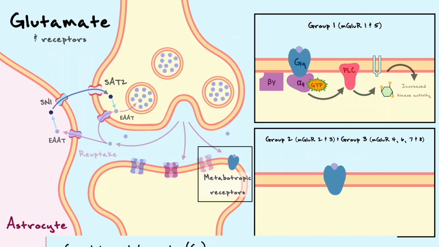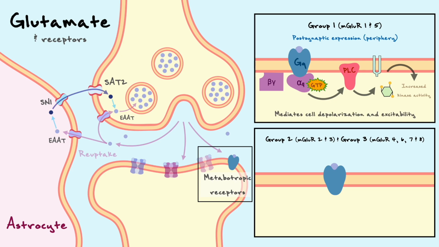The receptors within group 1 are usually located postsynaptically, and their activation usually mediates cell depolarization and an increase in neuronal excitability. Additionally, in comparison to ionotropic receptors, which are usually located in direct opposition to the glutamatergic presynaptic terminal, postsynaptic metabotropic glutamate receptors are usually located on the periphery.